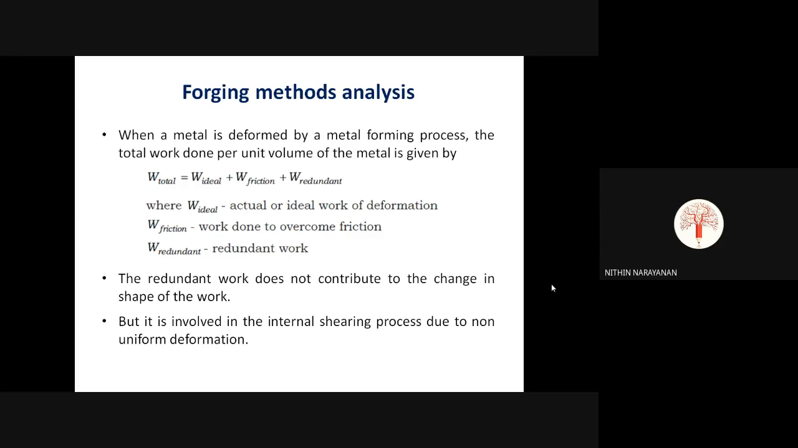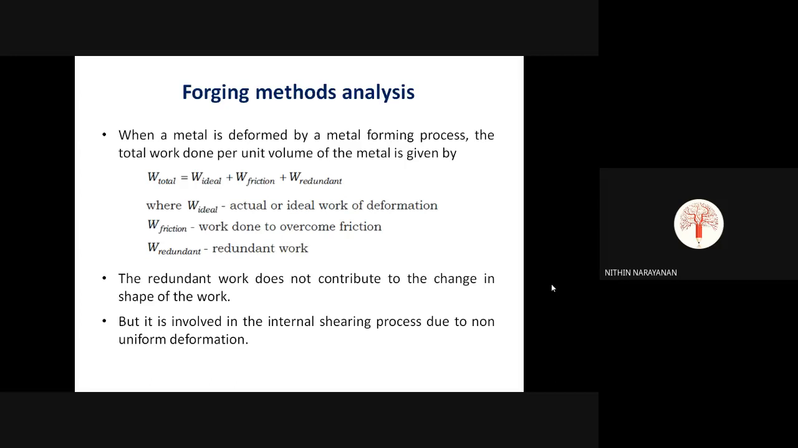So what is ideal work? It is nothing but the actual or ideal work of deformation. It is the part of the work which is used for deforming the workpiece, the object. Or, out of the total work given, the percentage of work which we use to change the shape of the material. That is the ideal work.